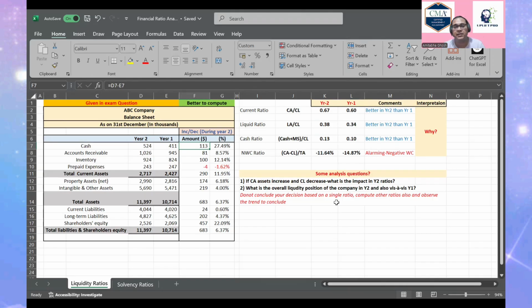exam. The first question: if my current assets increase and current liability decreases, what is the impact on my year two ratio? Now here they have not given the numbers. They have just told you in text that our current asset is increasing and current liability is decreasing, and how the change has to be made. In all these types of questions, remember my friends, don't look into the numbers in the balance sheet and quickly come to a decision.